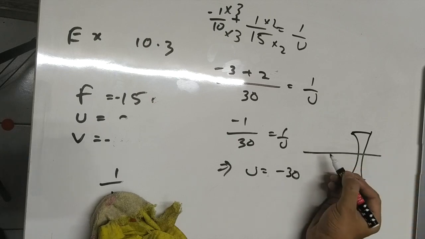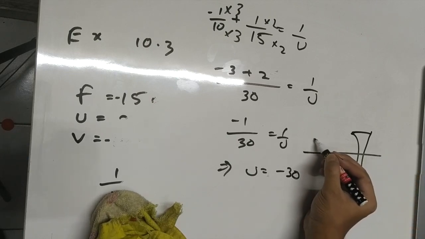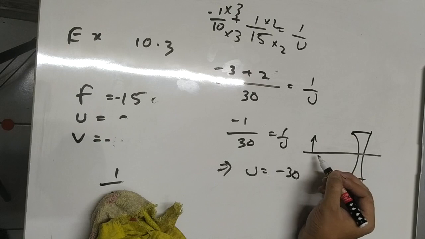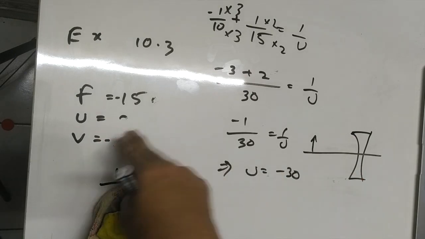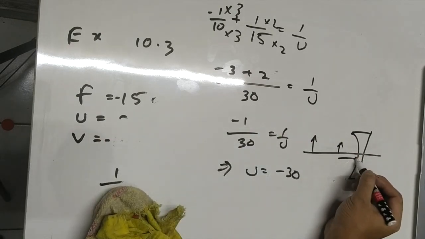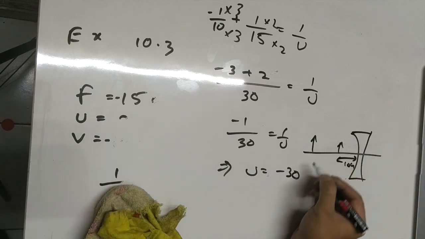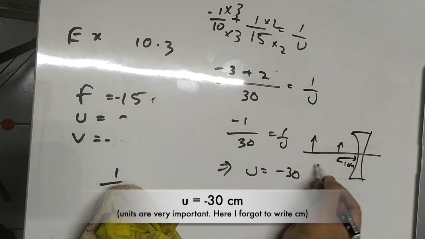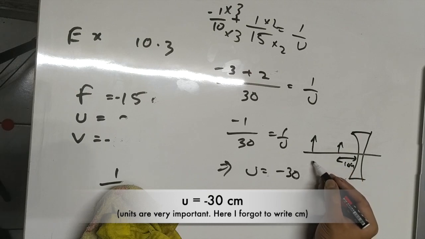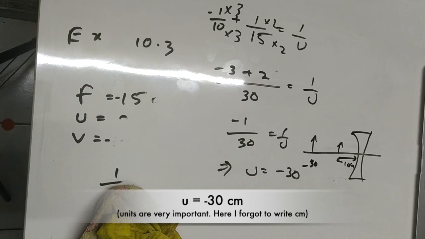Minus means towards this side. So here, the image will be at 10 centimeter, but the object will be at minus 30. Minus 30 means towards this side. So it is here. This is minus 30. And then they have asked what is magnification.